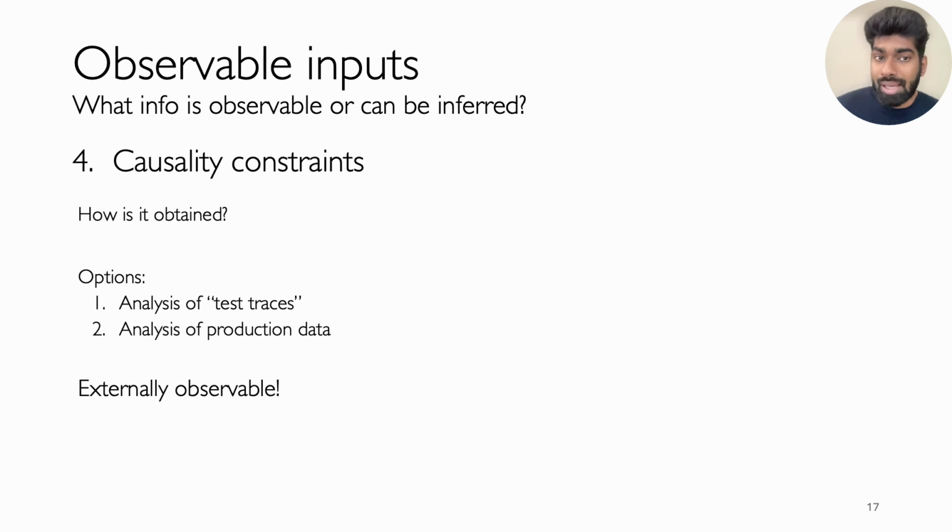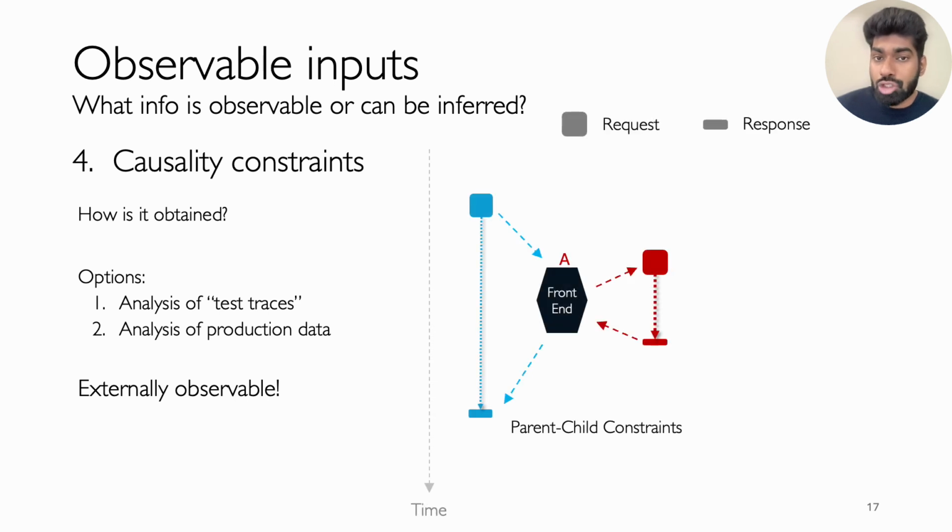Next, we infer some causality constraints. We identify two types of constraints. The first is the parent-child constraint. To illustrate, in the figure, the blue span is represented by a larger rectangle for the request and a smaller rectangle for its response. The flow of time is shown on the y-axis. Parent-child causality enforces that the request in the parent span must arrive before the request in the child span, which is the red span, is sent out. Similarly, the response for the parent span should depart only after the response for the child span has arrived.